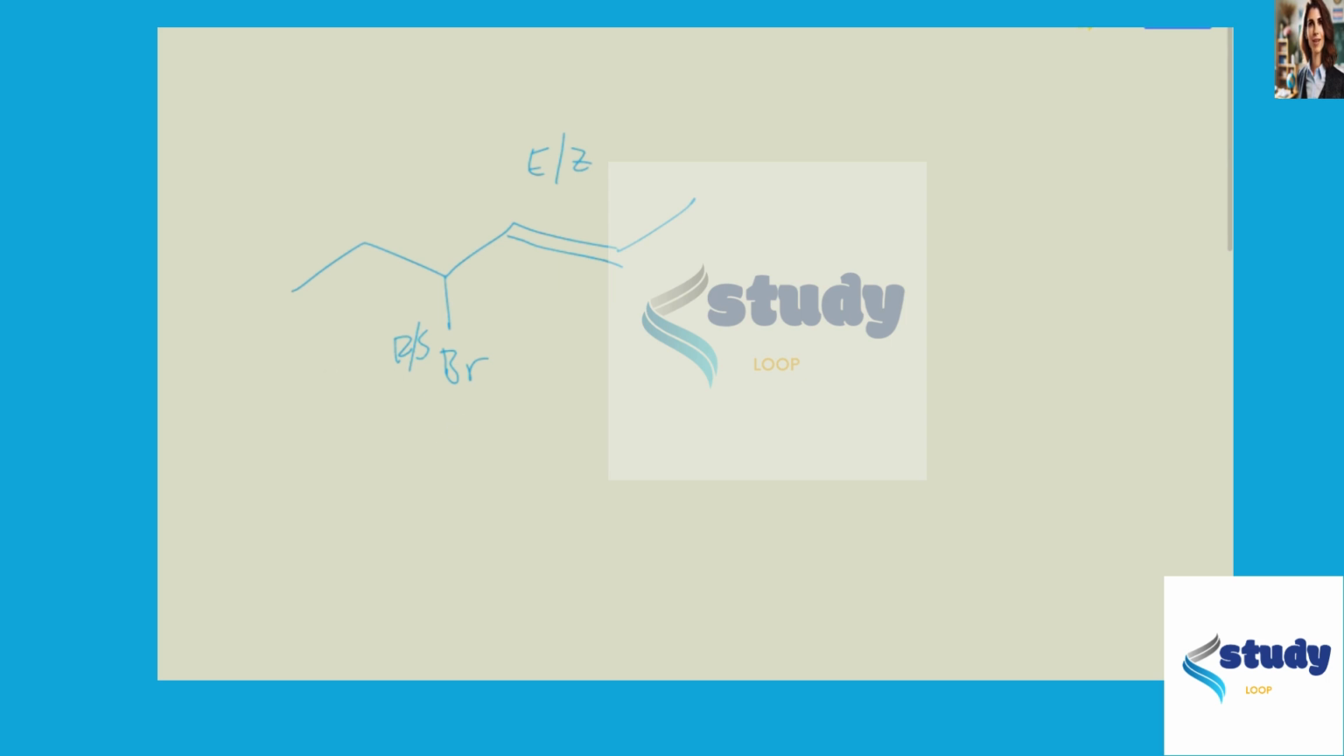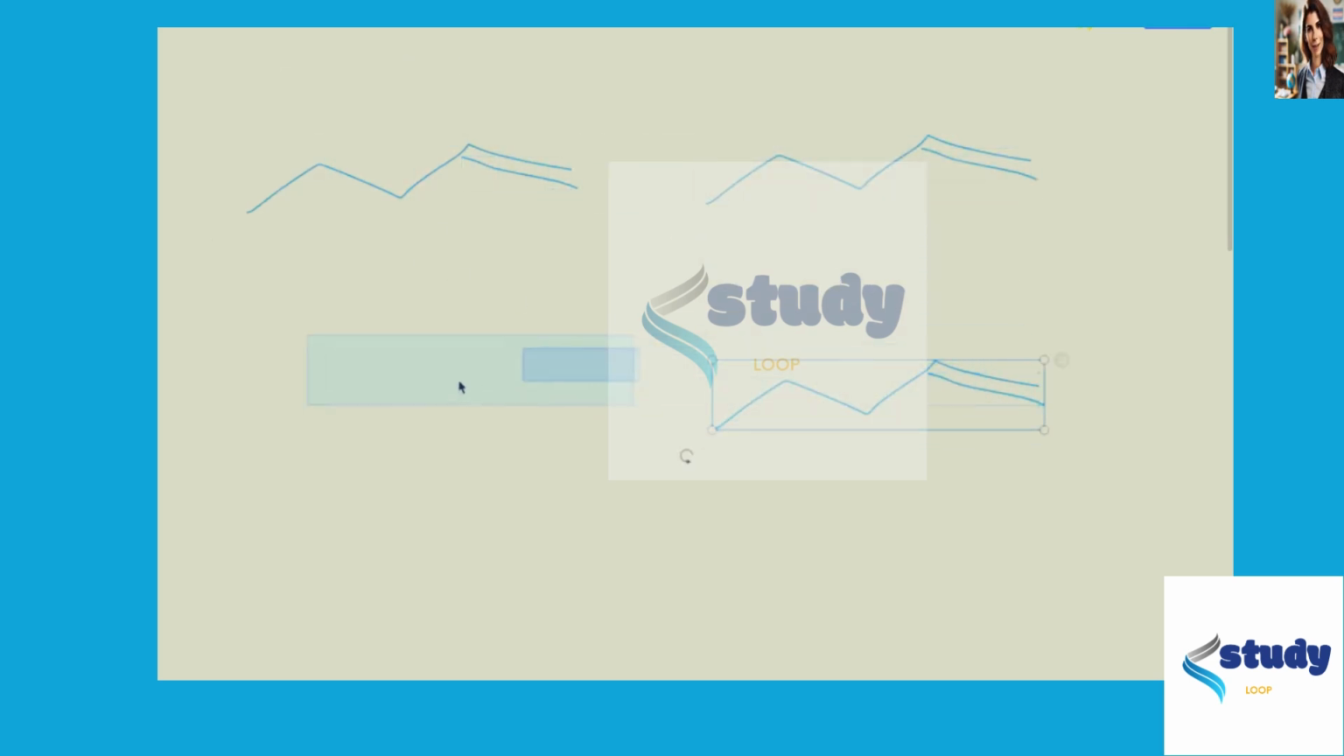So let's just start with this basic structure. If we want Z, it's going to look like that. And if we want E, it's going to look like that. Now we can do a wedge to bromine, or we can do a dash to bromine. Same here, we can do a wedge to bromine, or we can do a dash to bromine.